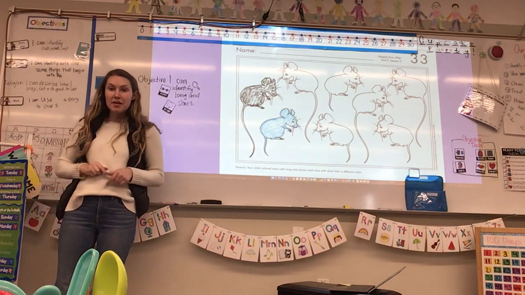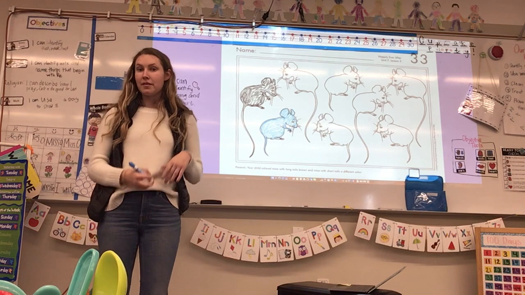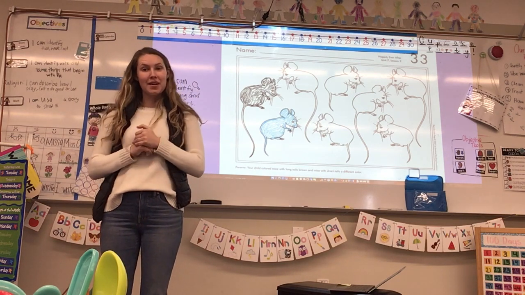So your job is going to be to finish that sheet. And remember, you're only using brown on the mice with long tails. And with the mice with short tails, you can color them another color.